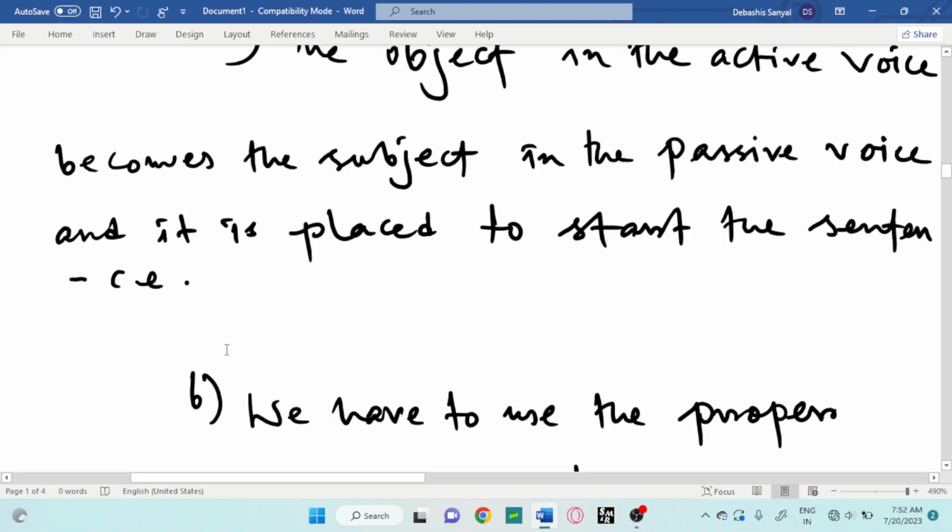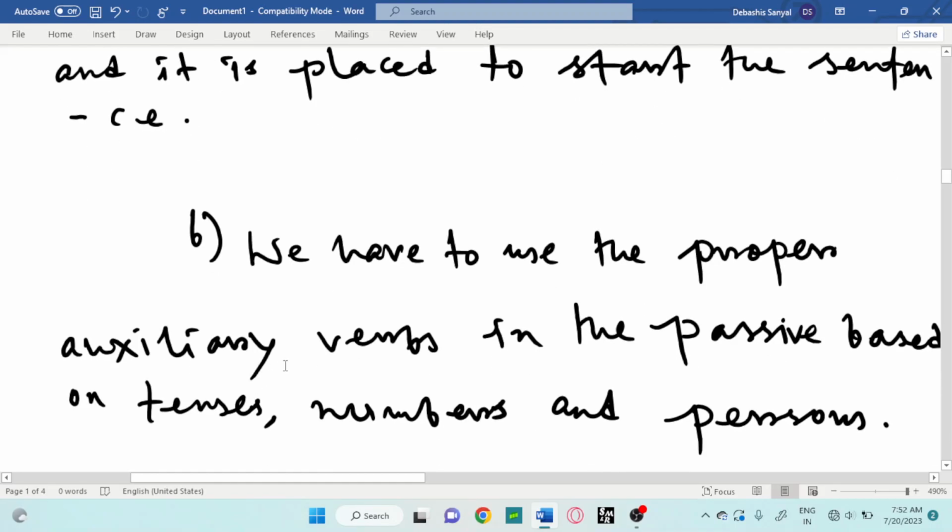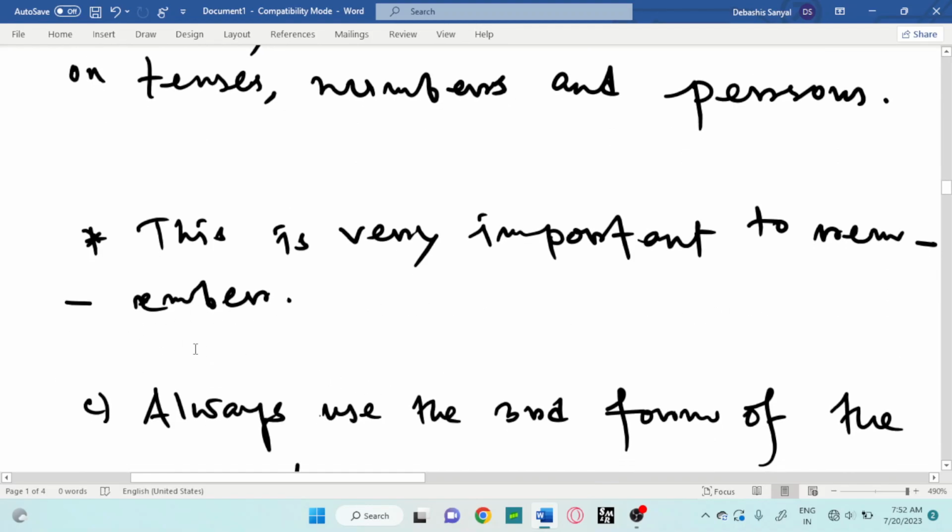Actually, to start the passive voice, we have to use the very object of the active voice as the subject, and it is always placed in the beginning of the sentence. It's clear. We have to use the proper auxiliary verb in the passive based on tenses, numbers, and person. This is very important to remember. According to different tenses, we have to use different auxiliary verbs, and we have to depend on numbers and persons also.